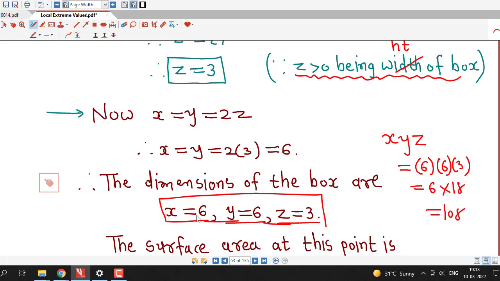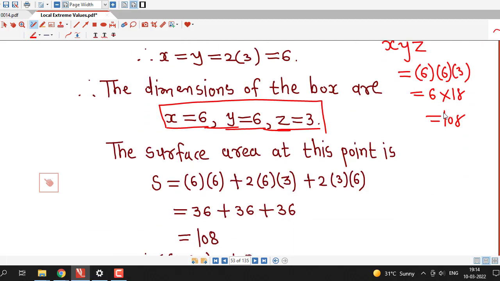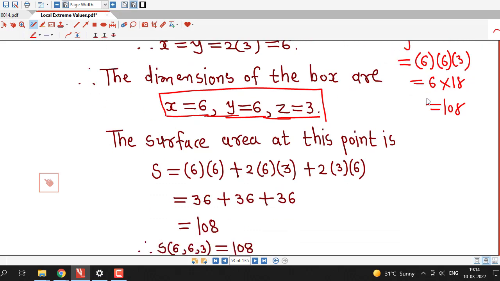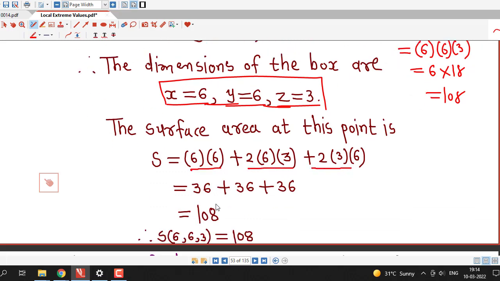So we find out the surface area at this point. Surface area is xy plus 2yz plus 2zx. We put x equal to 6, y equal to 6, z equal to 3, and after doing all these calculations, we obtain that the surface area at point (6, 6, 3) is 108, and this must be minimum. The point which we have obtained using the Lagrange method, at that point the surface area is minimum.